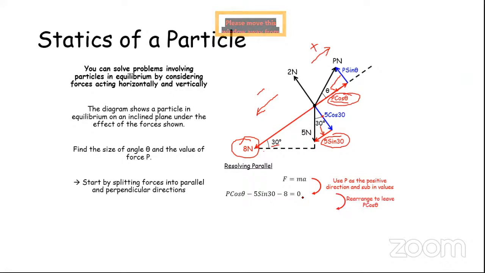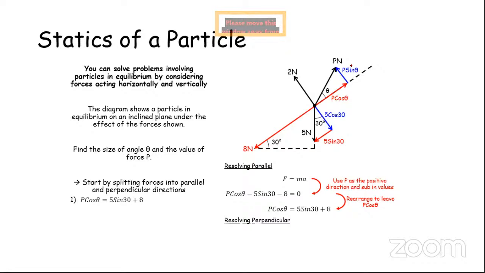So when we rearrange, the negatives are taken to the right hand side, and P cos of 30 is equal to 5 sine 30 plus 8. And then we write it this side as our first equation, and then we again resolve perpendicular to the plane. Perpendicular to the plane is where we have those forces: a P sine 30, a 2 Newton, and a 5 cos 30. These ones acting this way are regarded to be positive, and these ones here are regarded to be negative. So we begin with the positive ones.